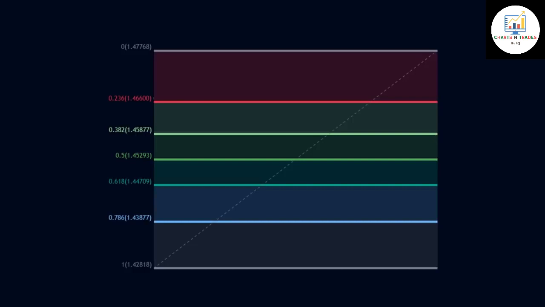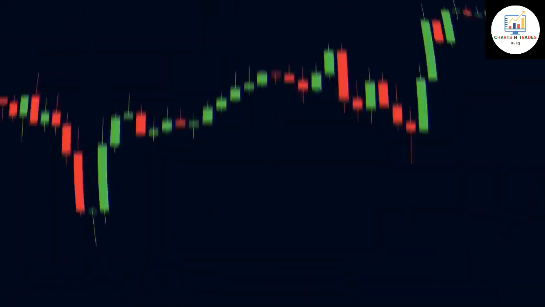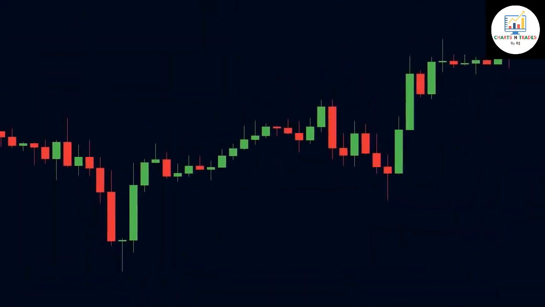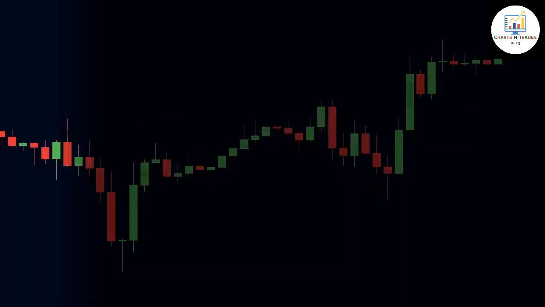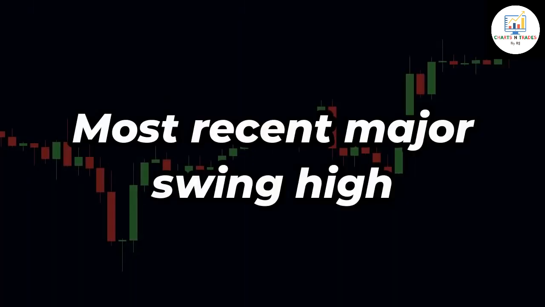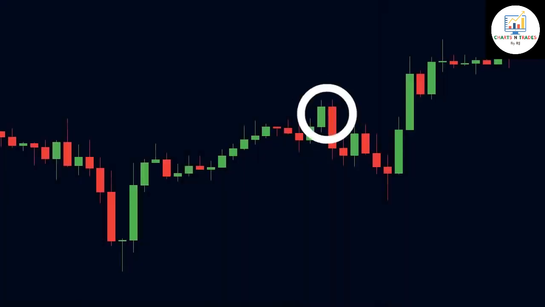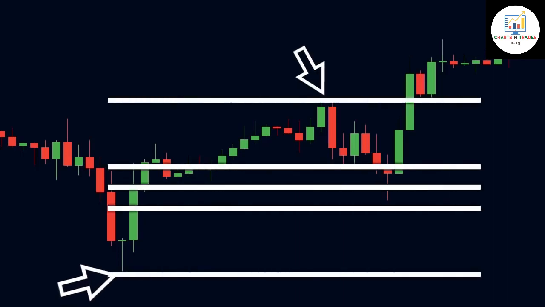Now, to use the retracement tool, we first need to correctly plot the retracement tool. When the price is in an uptrend, we first need to identify the most recent major swing low on the chart. For instance, on this chart, this is the major swing low. Then we need to identify a major swing high, which is this point. Now, we select the retracement tool and plot it from the low of the swing low to the high of the swing high. We want to make sure that we plot the tool from the low to the high.